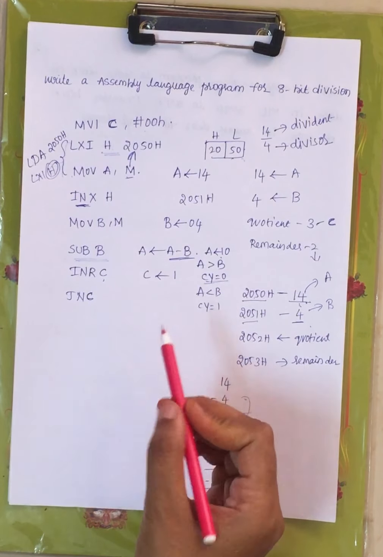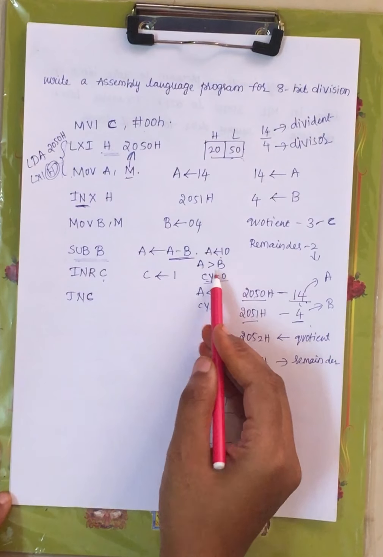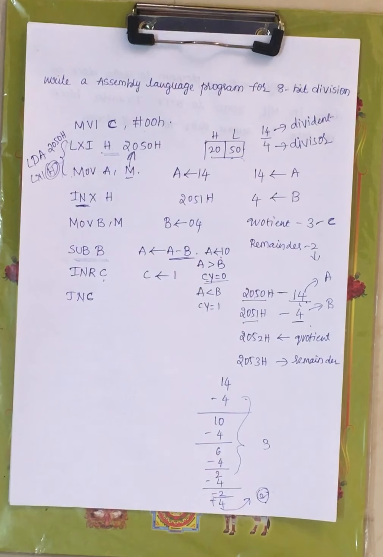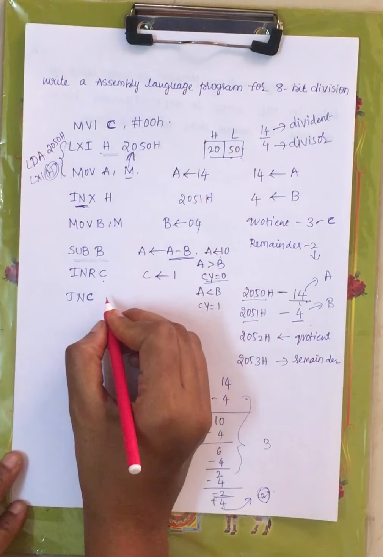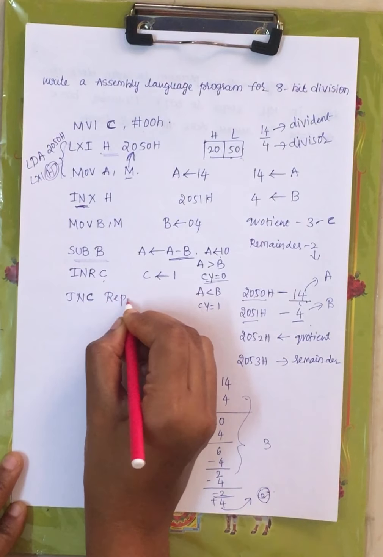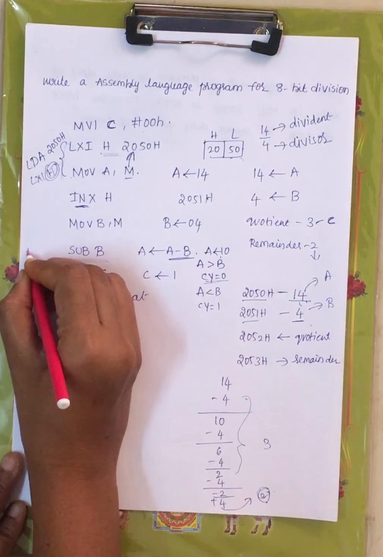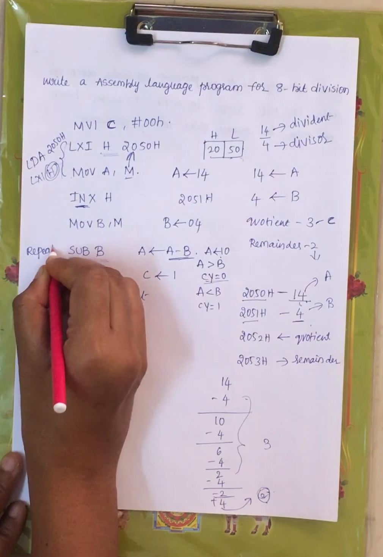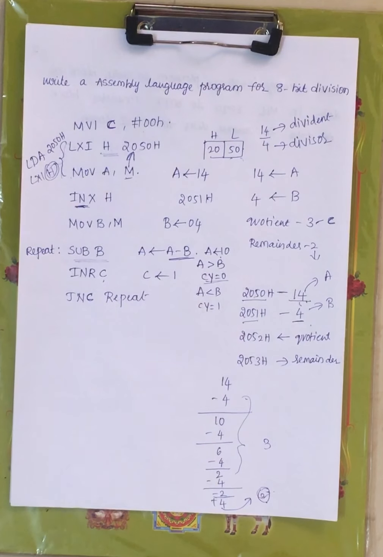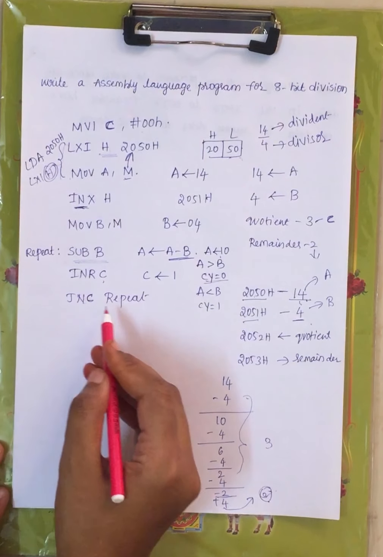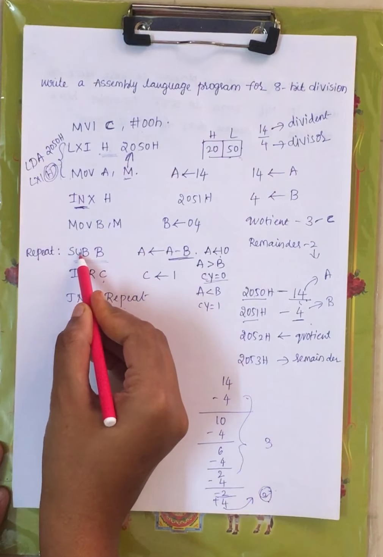Now 14 is greater than 4, so the carry flag is 0. Jump if no carry. And again I am giving a label, Repeat. This is followed over here. Repeat, now jump if no carry, and again a subtraction is done.